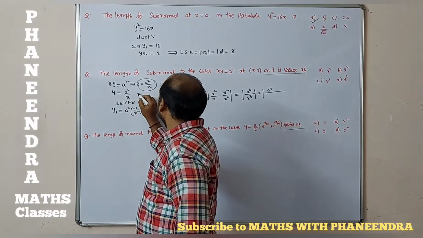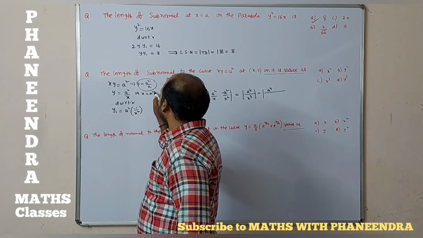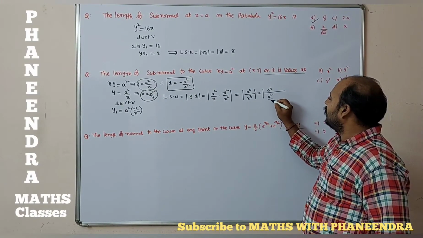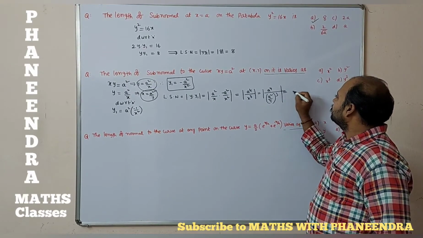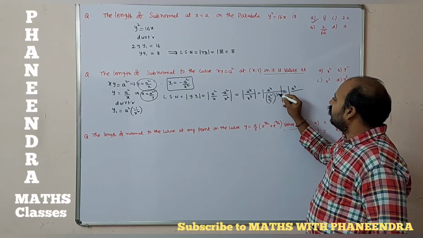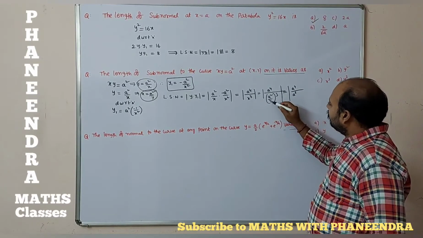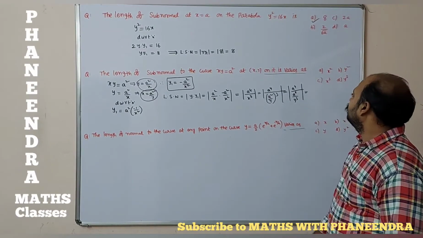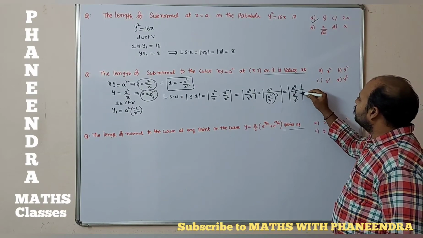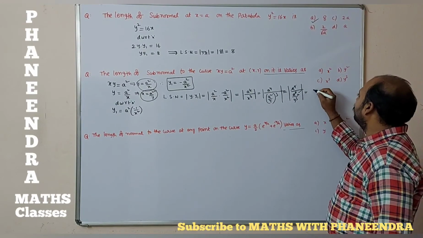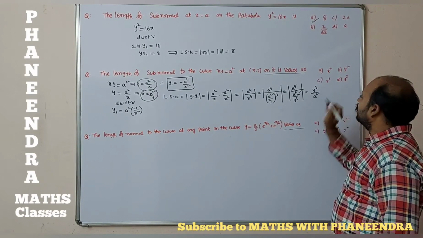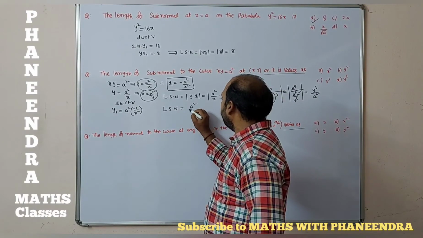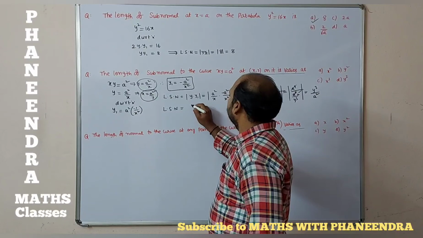X is equal to, from here, x also we can make it. X is equal to a square by y. So a square by y whole cube, which is equal to a power 4 by a square whole power 3, which is a power 6, or this is y cube by y cube. That is equal to a power 4, a square will become here. Y power 3 we can take in the numerator. Y power 3 by a square. So length of subnormal we got it as y cube by a square.